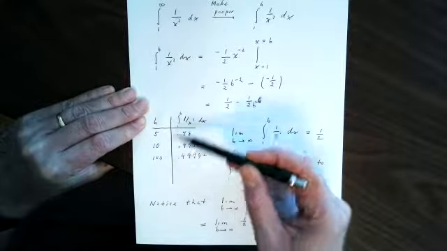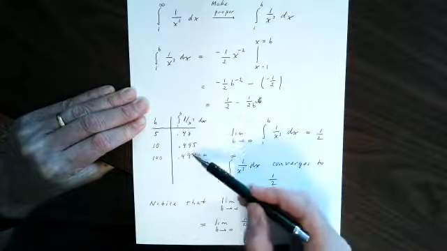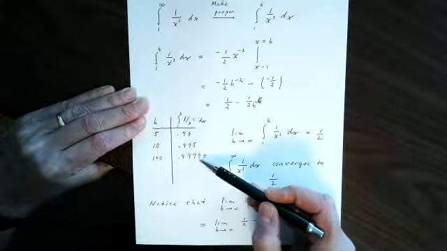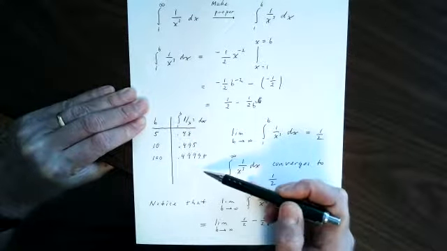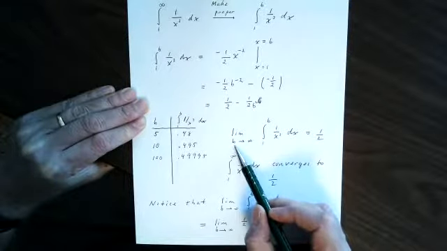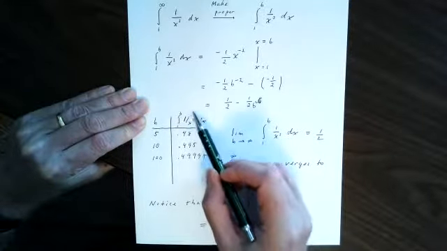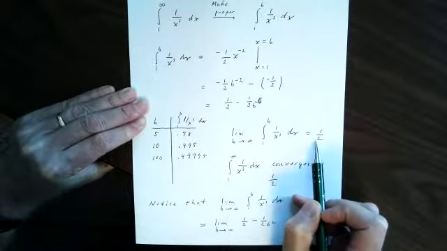If b is 100, and if I use 100 as the upper endpoint, this works out to be about 0.49995. And we can see that these values are getting closer and closer to 0.5. So we would write that by saying the limit as b goes to infinity of this, which I've written right here, is equal to 1/2.